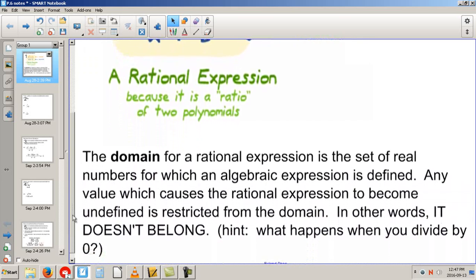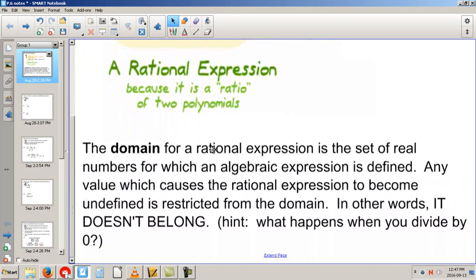Now the domain, this is important. The domain for a rational expression is the set of real numbers for which an algebraic expression is defined. Any value that causes the rational expression to become undefined is restricted from the domain. What we're going to look at is what are we not allowed to use. Okay, so that's what the focus is. What doesn't belong. Okay, so it all comes back to this idea of dividing by zero.